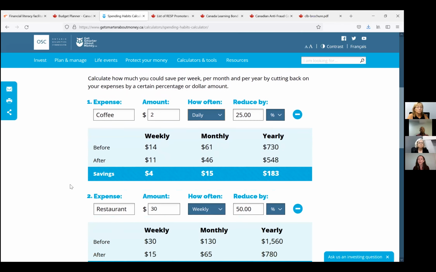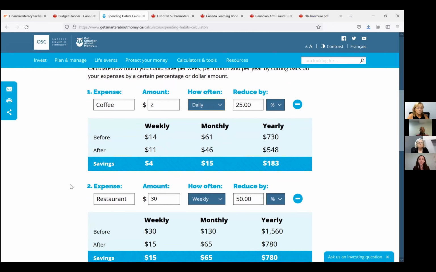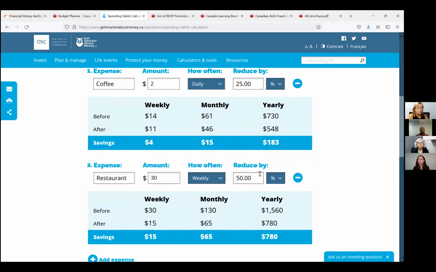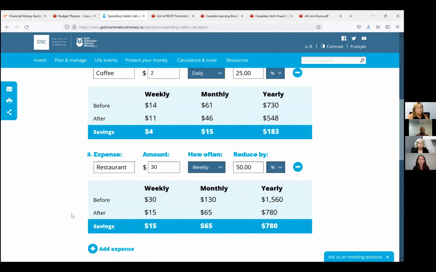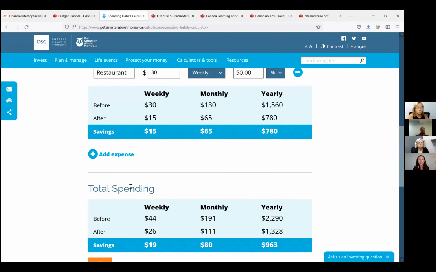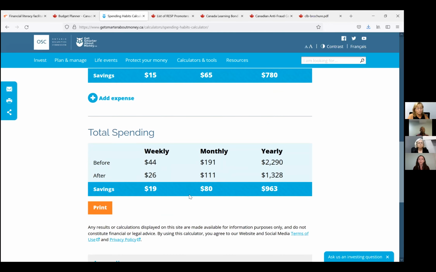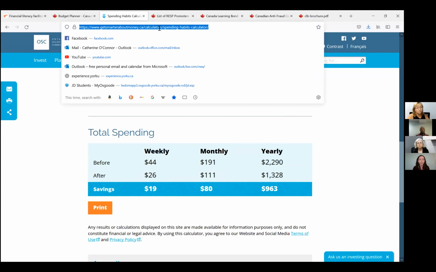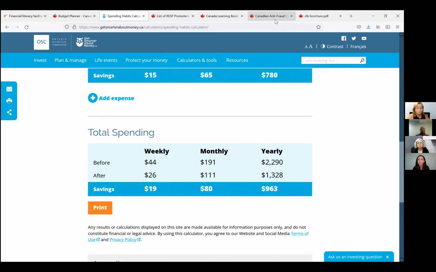Maybe you go to a restaurant on a weekly basis, but you take off half of the time, so you do it just once every 2 weeks. You could end up saving a lot of money, and you can put all of these different expenses in, and this calculator will give you the total of how much you could save in a year if you reduced all of them. I'll also put the link for that in the chat. And again, it's a free tool to use.